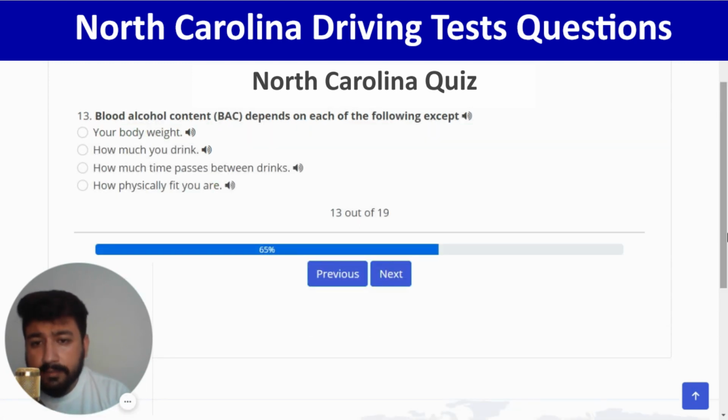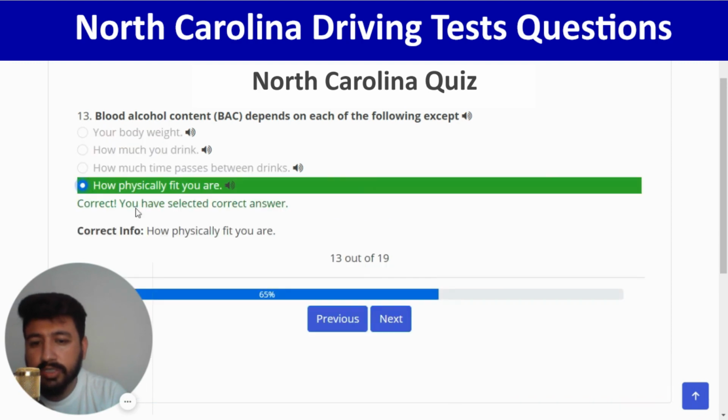Next. Blood alcohol content, BAC, depends on each of the following except, the right answer is how physically fit you are. So let's click on the last option. Correct.